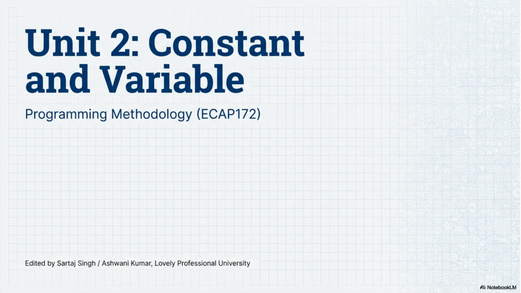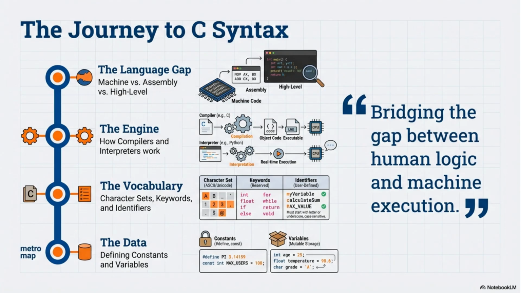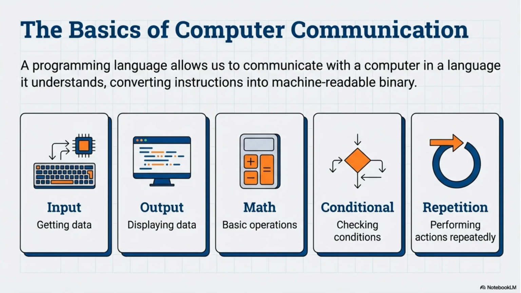Welcome to Unit 2 of Programming Methodology, where we will explore constants and variables, fundamental building blocks of C programming. Our journey to C syntax bridges the gap between human logic and machine execution. This involves understanding the language gap, the role of compilers, the vocabulary, and how data like constants and variables are defined. Programming languages allow us to communicate with a computer, translating instructions into machine-readable binary.